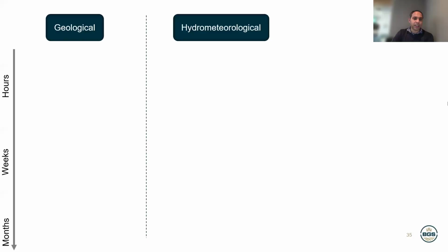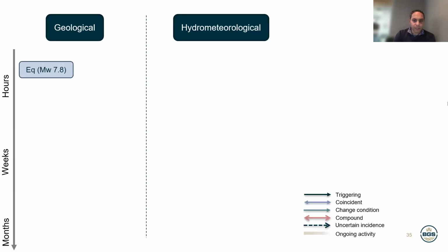So if we go back to Turkey, let's find what happened in terms of the hours, weeks and months following that earthquake. I'm going to split the hazards up into geological and hydrometeorological hazards. So we start at 4:17 in the morning with a magnitude 7.8 earthquake. That triggered a small tsunami, I think about a 14 centimeter tsunami off the southeast coast of Turkey, and led to some flooding. And 9 hours later, the second large earthquake.